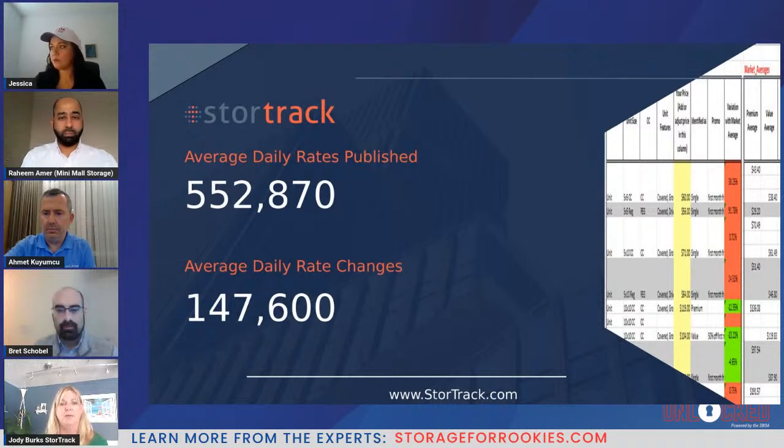So just to give you a quick overview of the data that StorTrack tracks. Again, our data is publicly sourced and it comes from the website, so we're looking at rates that are published online. You can see here that we're seeing over 500,000 daily rates published. In the platform, we can look at some of that from your competitive shops, like you would say.